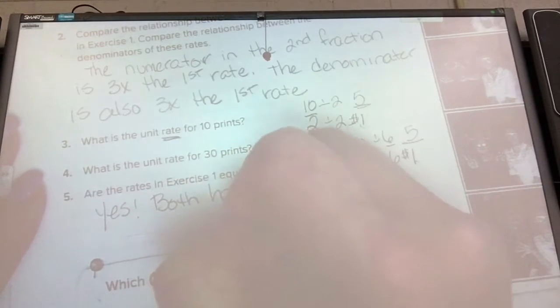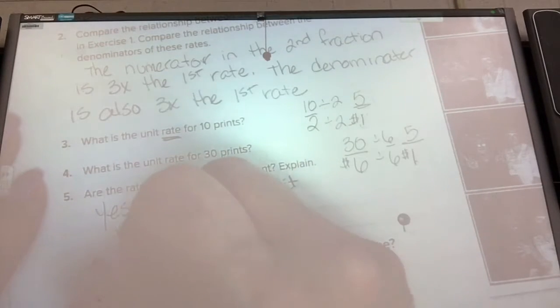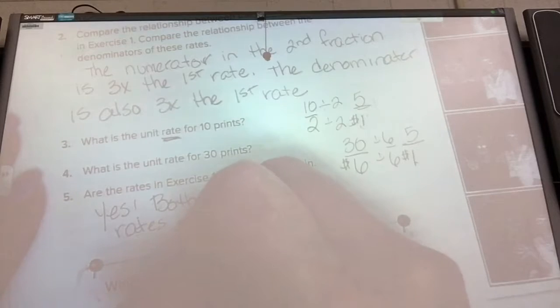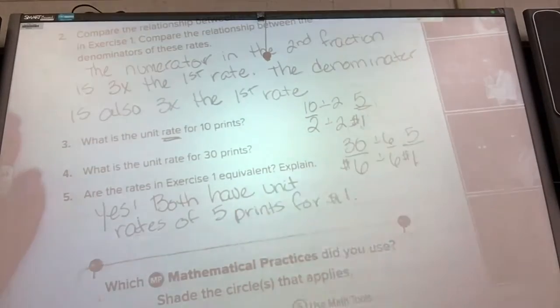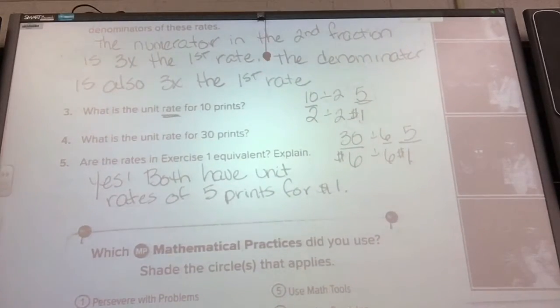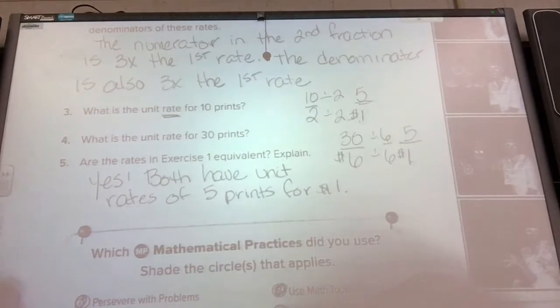And why? Because they both have unit rates of 5 prints for $1. Okay? Yes, because they both have unit rates of 5 prints for $1. All right, if you need to pause, please do so to catch up on the writing portion of this. While you're working on that, we are going to persevere with some problems. We are going to model probably with mathematics. We've got to use our mathematical tools, and we definitely have to attend to precision. Even making use of structure. The structure tells us if they are or are not equivalent.